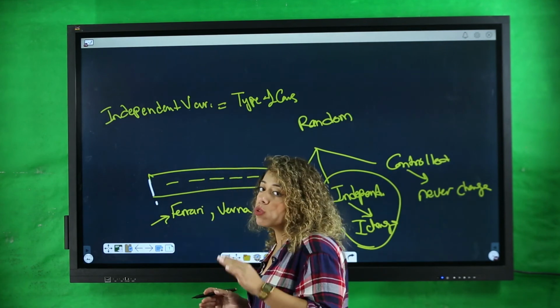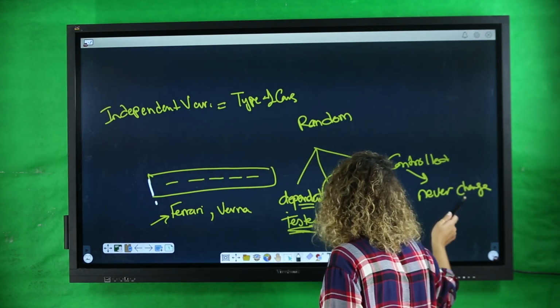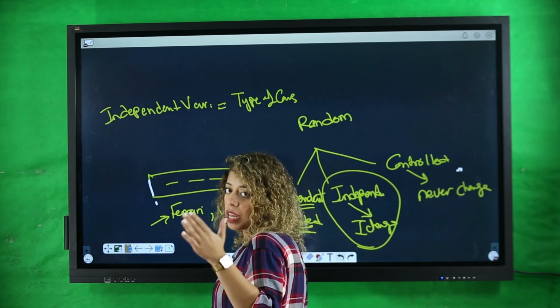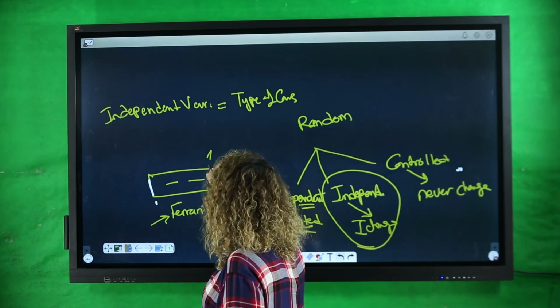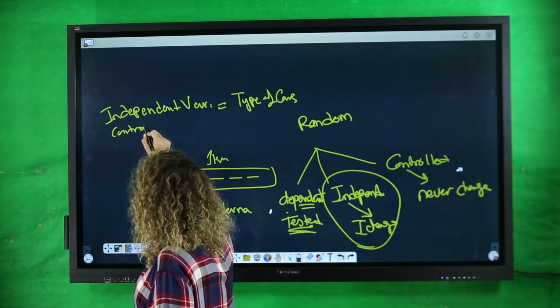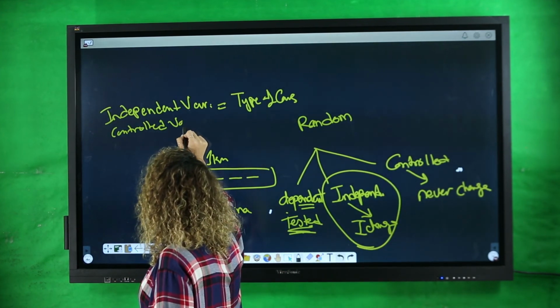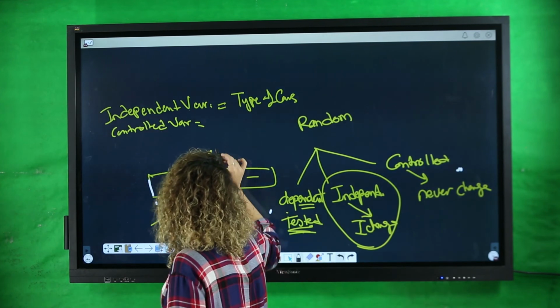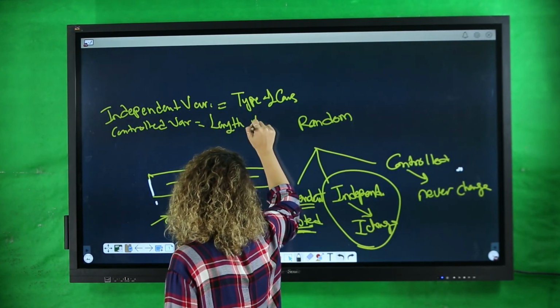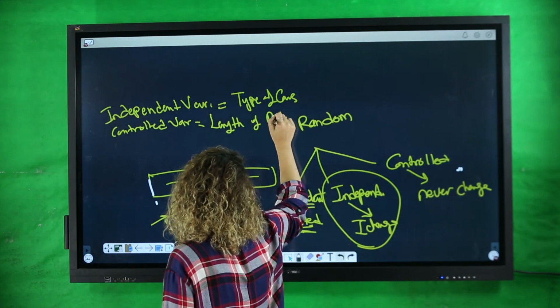What I don't change ever, what's the controlled variable? The controlled variable is how long is the street that you're going to pass, which is, for example, 1 kilometer. So my controlled variable is the length of road, right?